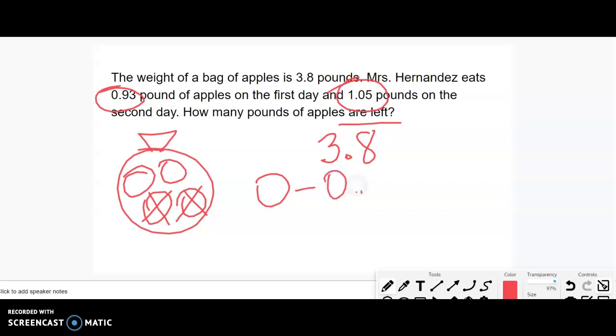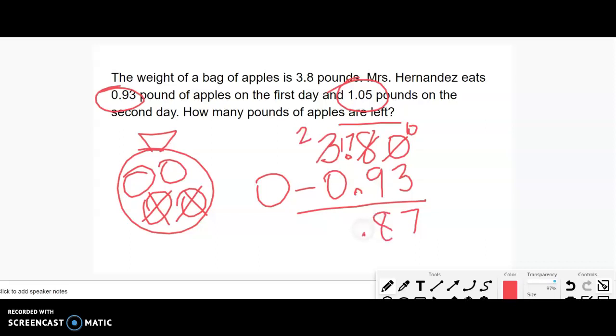So if I subtract what she ate on the first day, okay, put my 0, can't do 0 minus 3, so I need to borrow. That becomes 7, that becomes 10, 10 minus 3 is 7, 7 minus 9 I can't do, 2, 17, 17 minus 9 is 8. So she has 2 87/100 left after the first day. Then I'm going to subtract what she ate on the second day.